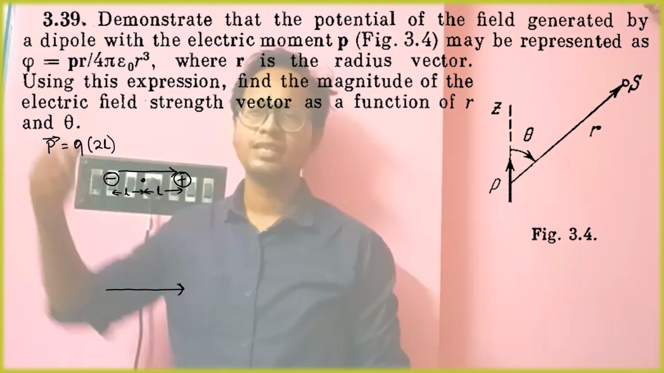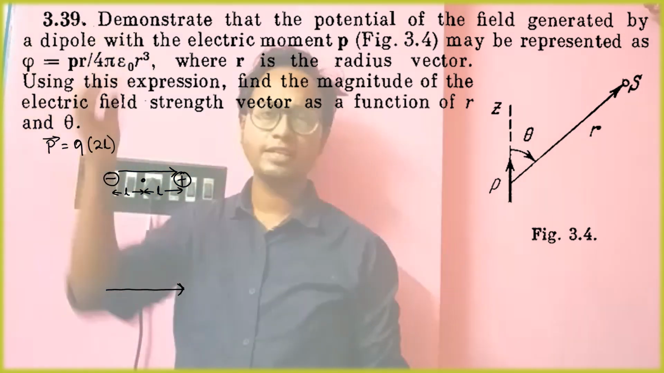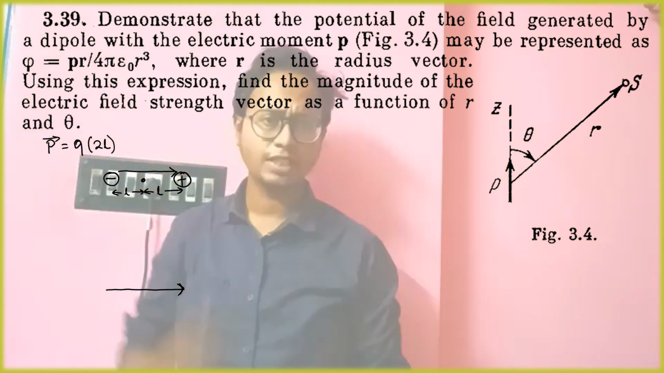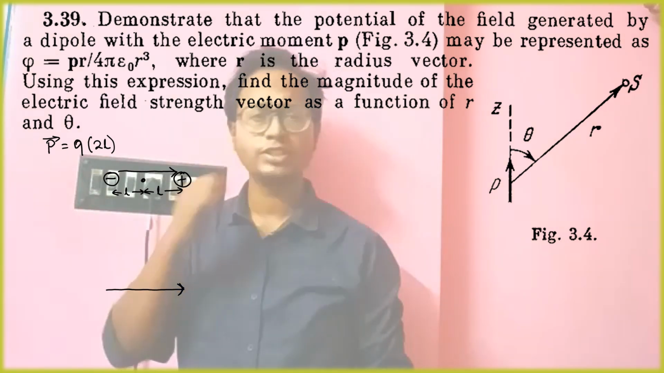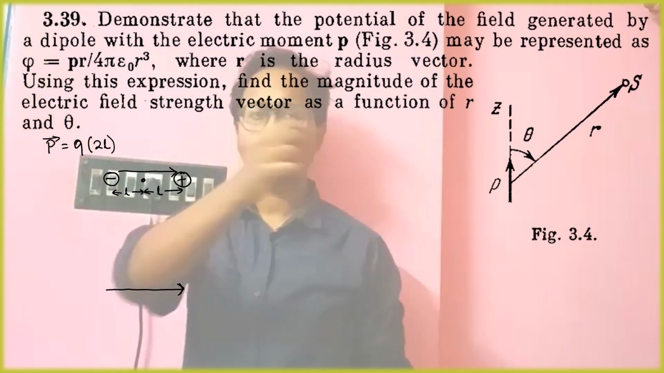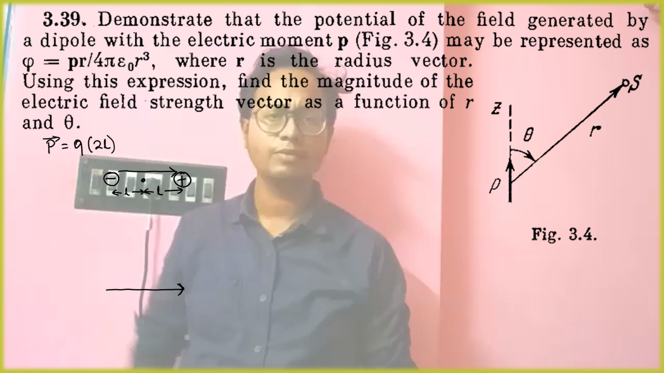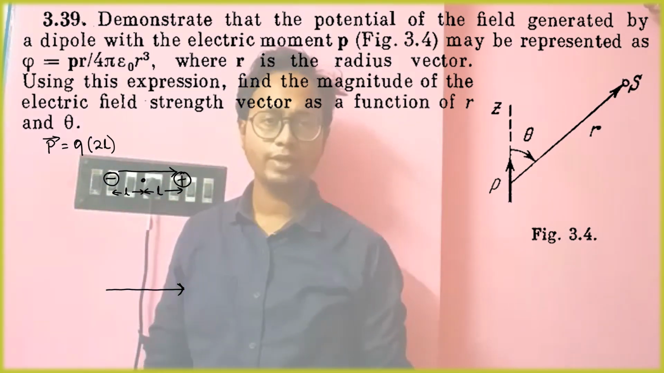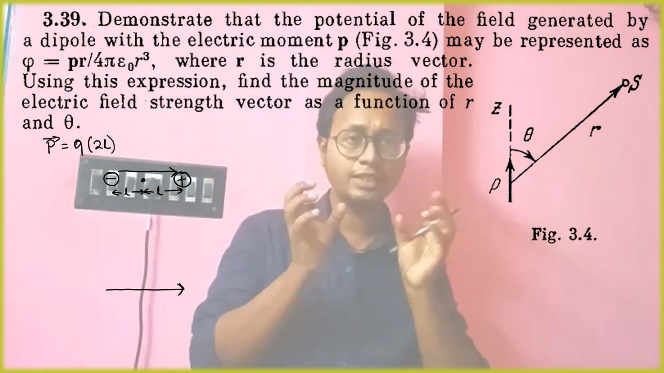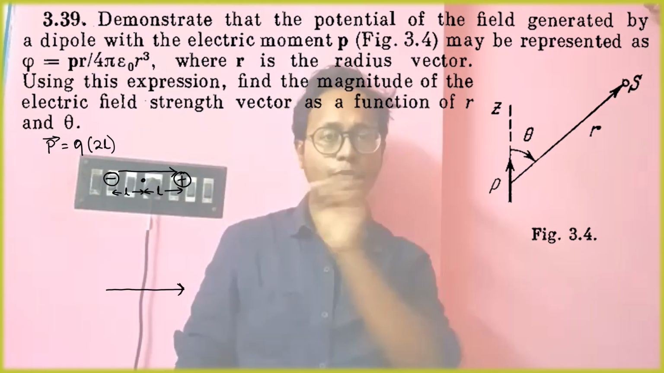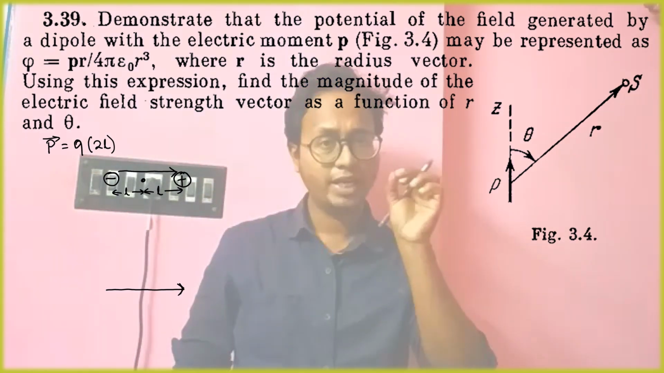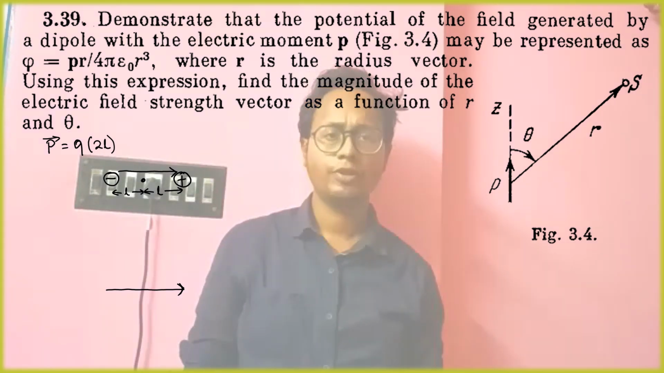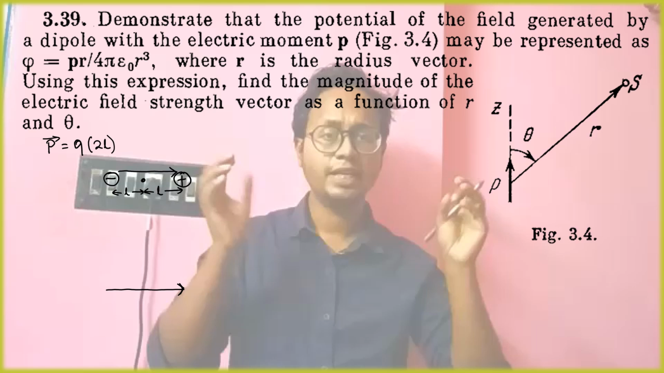Same as charges. In charges, what did you learn? There was an external electric field, and what was the force acting on the charges, or what is the acceleration of the charges? That was the second concept. And the first concept was, for a combination of charges, what is the electric field at a point? So these two fundamentals we'll learn also in dipole. In dipole, instead of addressing the charges separately, we'll address the dipole moment, which is q into 2l, q into the distance between the positive charge and negative charge.